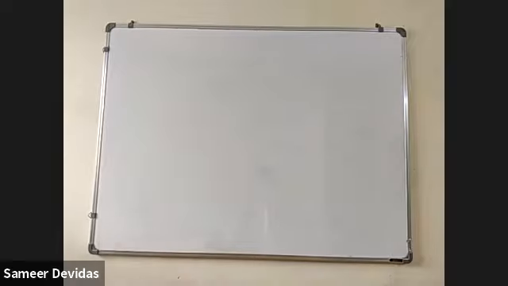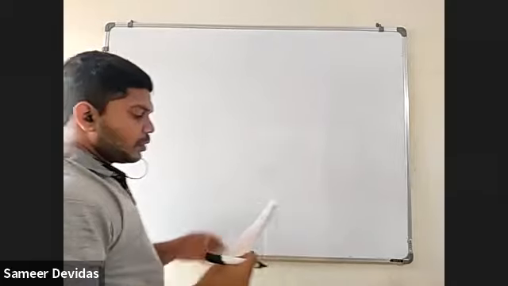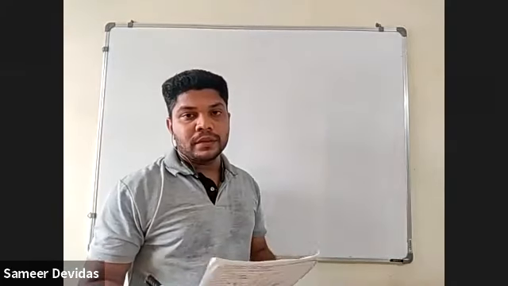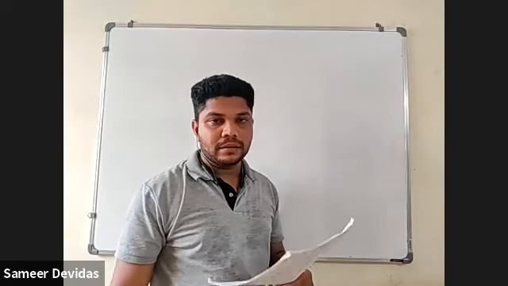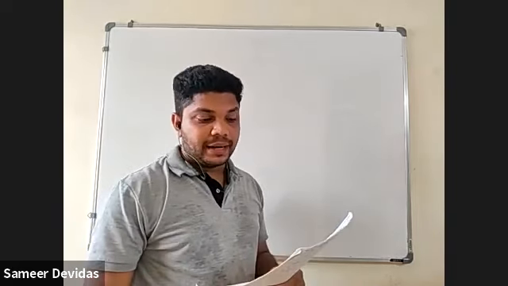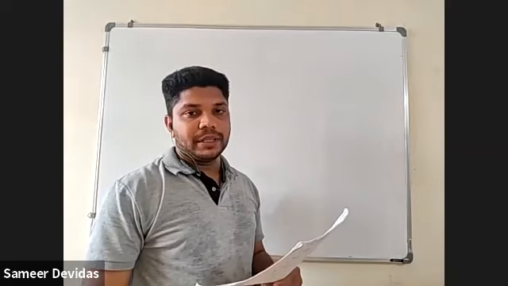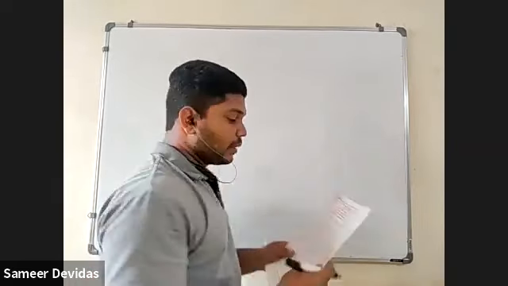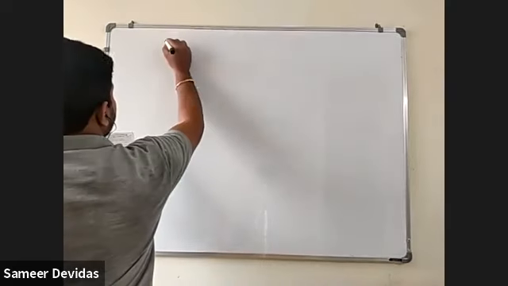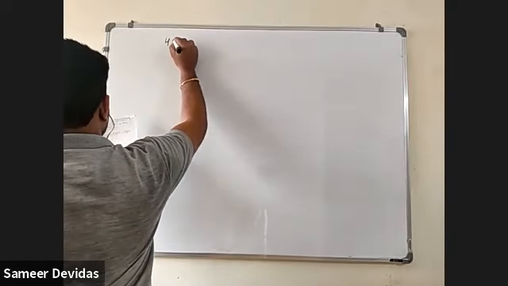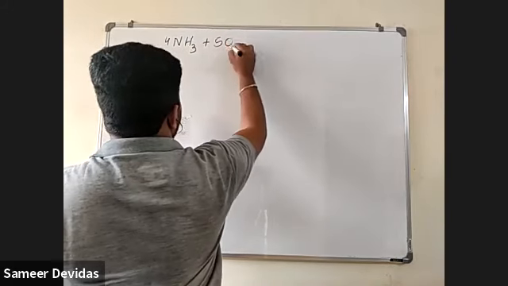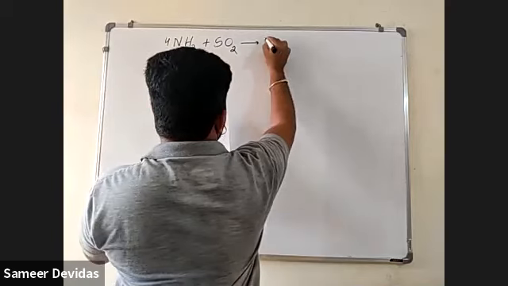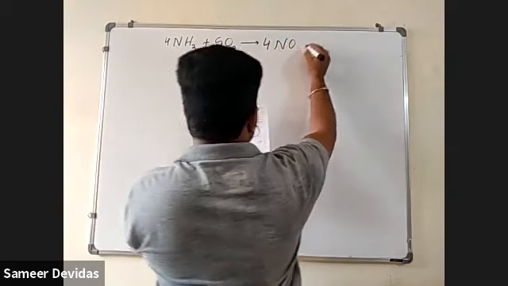Take down the problem. Ammonia and oxygen react at high temperature as follows. Write down this reaction.